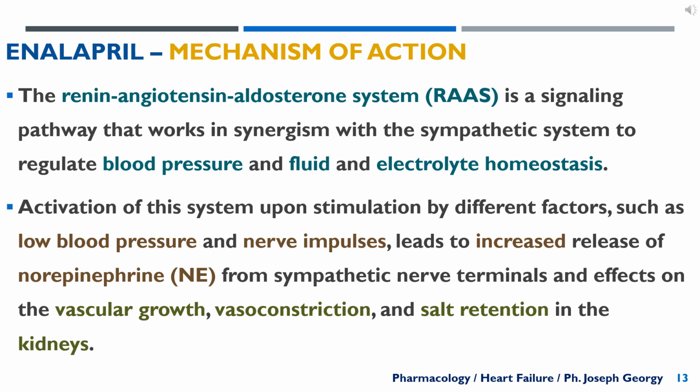Now about the mechanism of action of enalapril. The renin-angiotensin-aldosterone system, or RAAS, is a signaling pathway that works in synergism with the sympathetic system to regulate blood pressure and fluid and electrolyte homeostasis. Activation of this system after stimulation by different factors such as low blood pressure and nerve impulses leads to increased release of norepinephrine, or NE, from sympathetic nerve terminals and effects on the vascular growth, vasoconstriction, and salt retention in the kidneys.